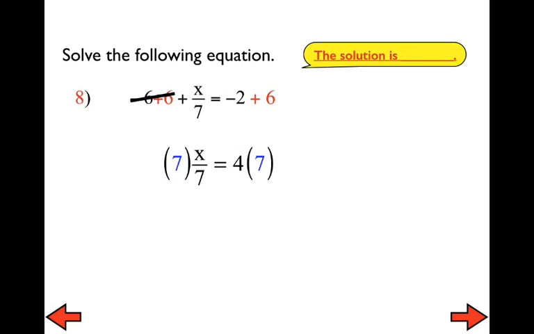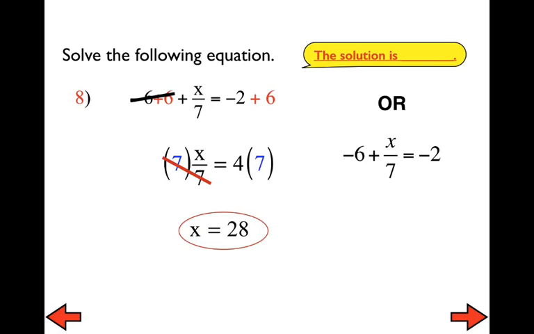From there, we would want to multiply both sides by 7. That is the inverse operation to dividing by 7. And that would leave us with x equals 28. So the solution is x equals 28. The other way of looking at this would be you could add 6, add 6. We still make our 0 right there.